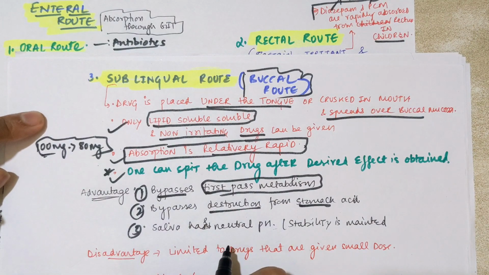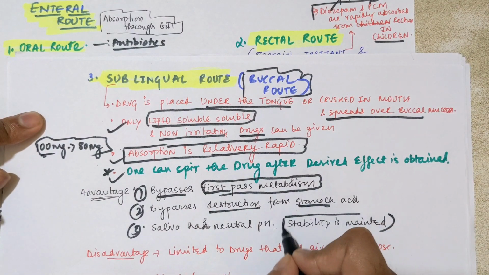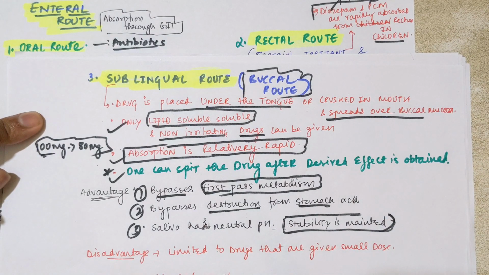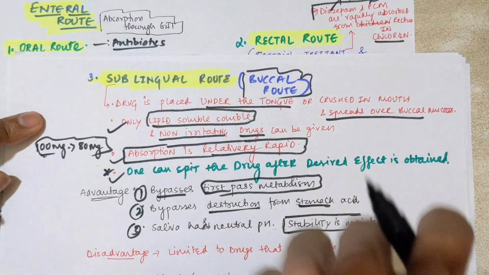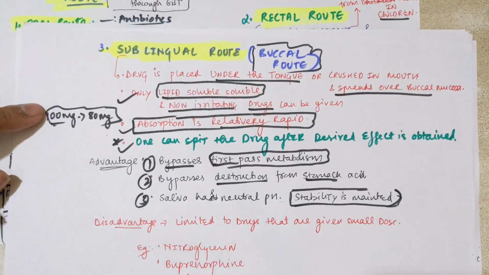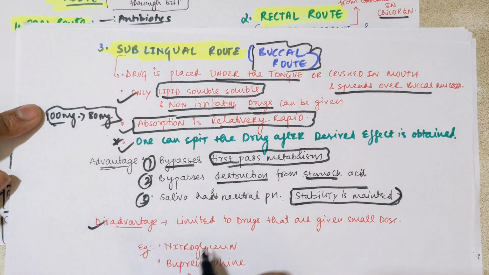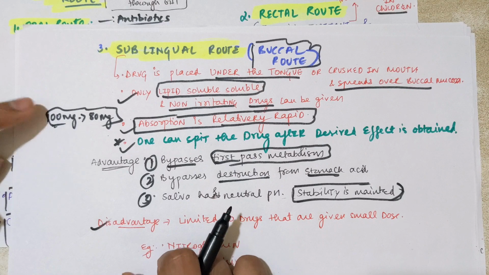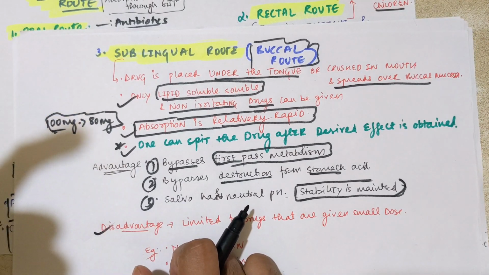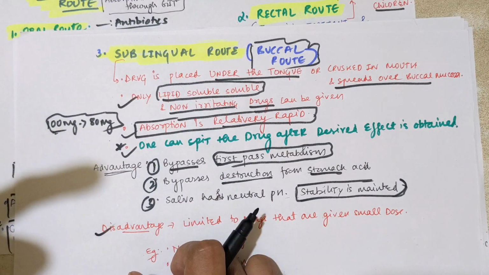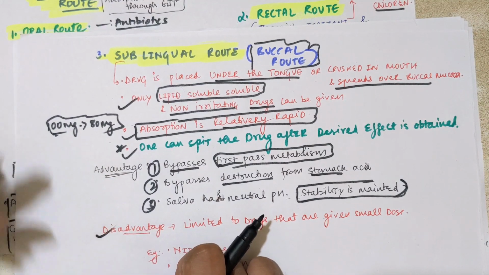And saliva has a neutral pH, and that is why drug stability is maintained. As we know, saliva in the buccal mucosa has a neutral pH, so the drug is not destroyed by the saliva's pH. That is also a main advantage of the sublingual route. And there is only one disadvantage: it is limited to drugs that are given in small doses. If the doctor prescribes a drug to be given in a small dose, those drugs are suitable for this route.